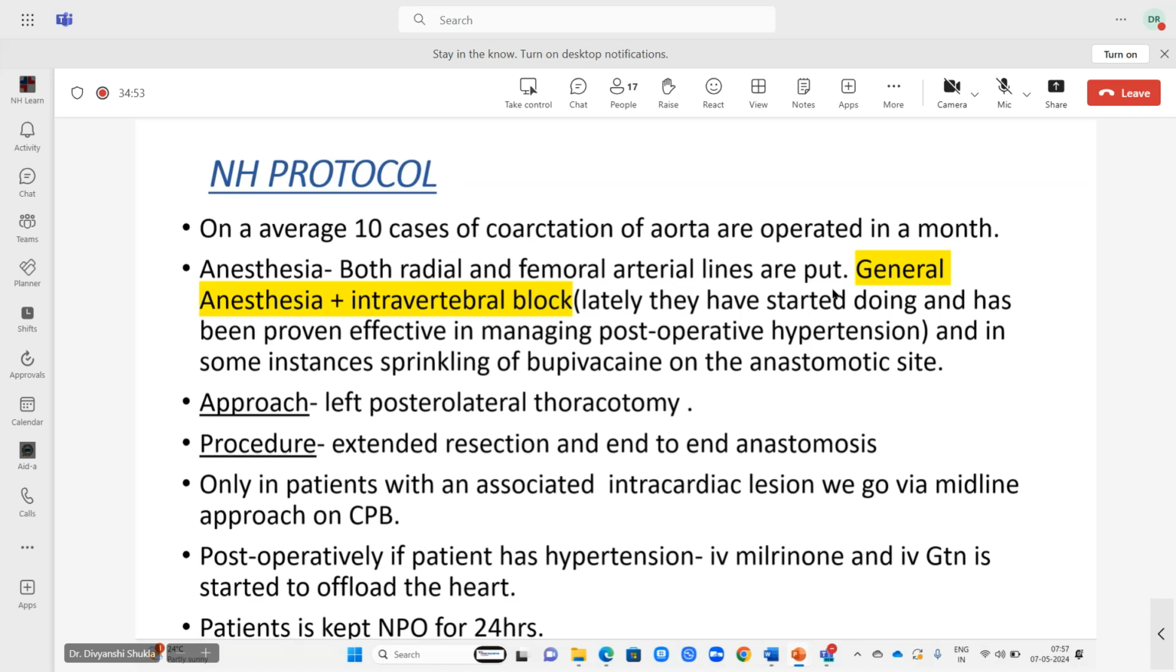Post-operatively, if the patient still has hypertension, IV milrinone or GTN is started to offload the heart. Nitroglycerin is what they have started. The patient is only kept NPO for 24 hours.